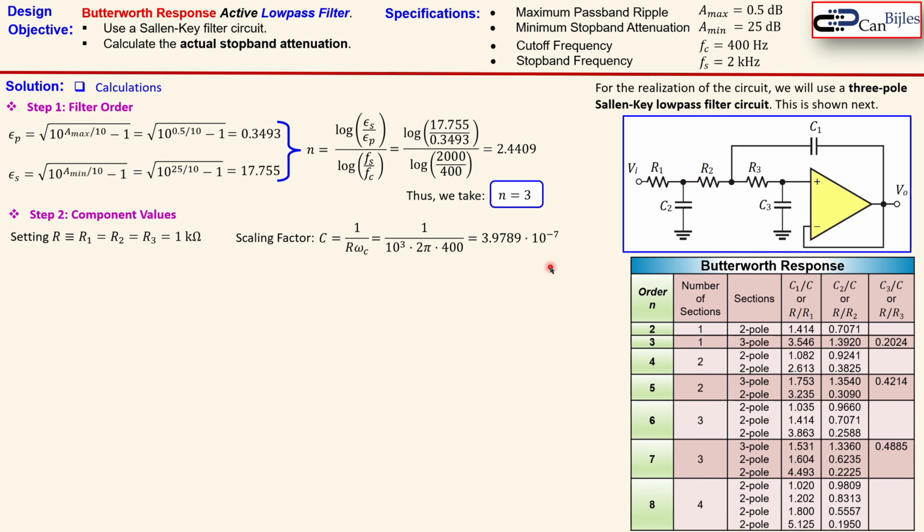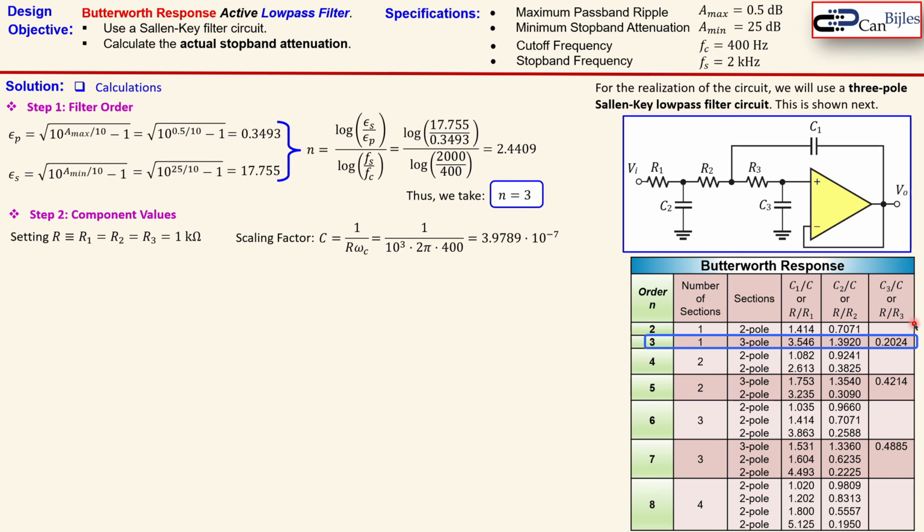And here we see the Butterworth response table. You see here the order, you see the number of sections we need, and what kind of section it is, 2 or 3 pole. And this one is about the capacitor ratio to that scaling factor. So the C1 over C, that means we need to take this part, because I will look at the third order, and we have 1 section and only a 3-pole circuit, and the first one, C1 over C, needs to be 3.546. C2 over C must be 1.3920, and the C3 over C must be then 0.2024.